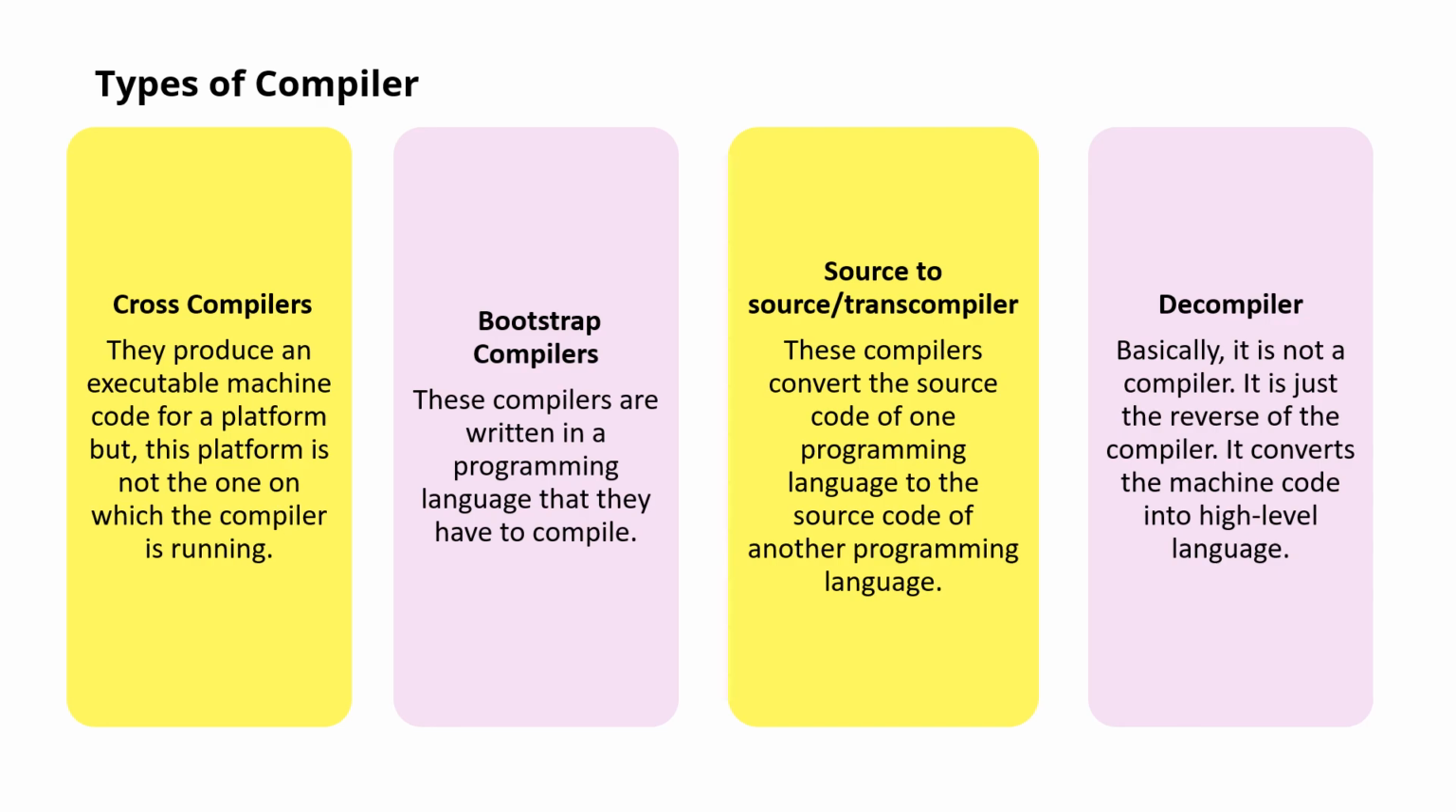And the source to source trans compiler, these compilers convert the source code of one programming language to the source code of another programming language. Next is the decompiler. Basically this is not a compiler, but this is just the reverse of a compiler, converts the machine code to high level language code. So this is about the types of compilers.